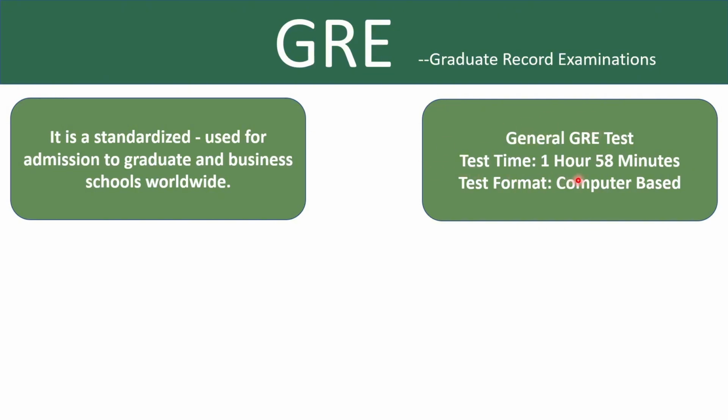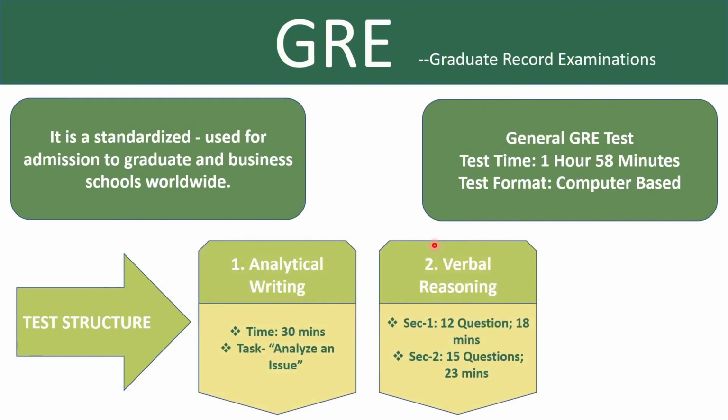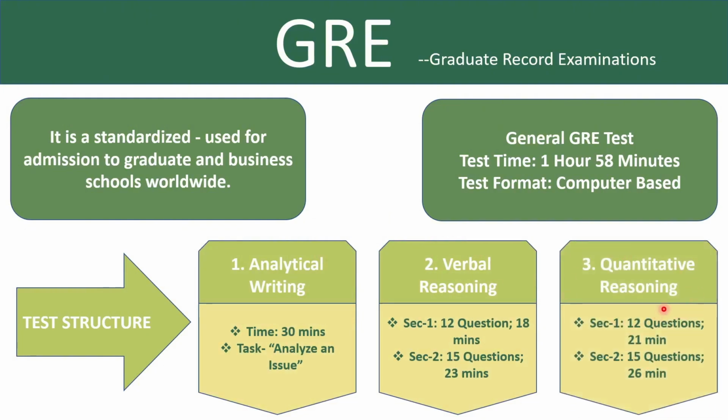So total test time is approximately 1 hour and 58 minutes. This test is conducted only on computer now. So now let's talk about the test structure. So there are total 3 sections in the general GRE test. There are Analytical Writing section, Verbal Reasoning section, and Quantitative Reasoning section.